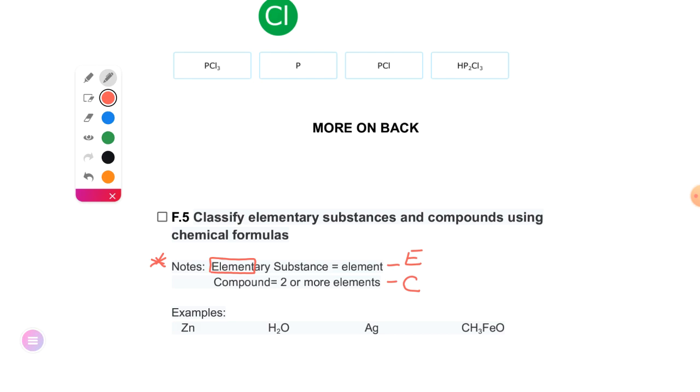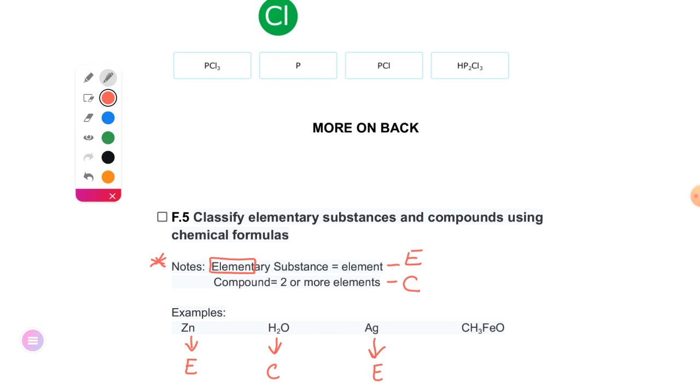So the first one, if it's a capital Z, capital N, is that one element or is that multiple elements? Ava? How do you know it's just one? Because there's two letters. Yes, look for the capital letters. Okay, what about H2O? Is that an element or is that a compound, Elia? That is a compound. Good job. Ag, Braylon? An element. Okay, why is that an element and not a compound? Because one's capitalized, one's lowercase. So that means they go together, and that's either gold or silver. I don't remember which one. Silver. Okay.